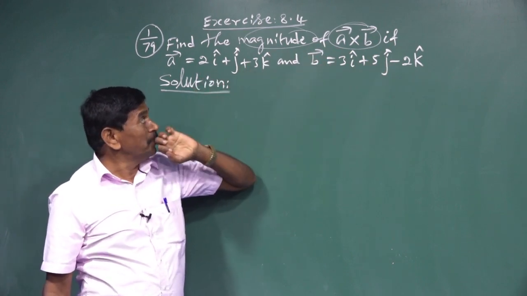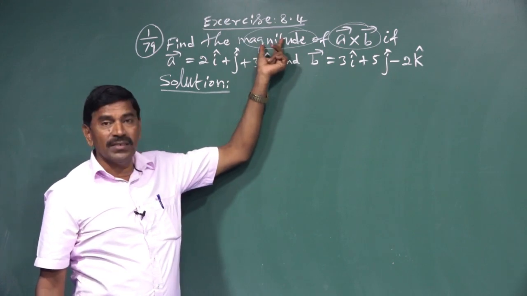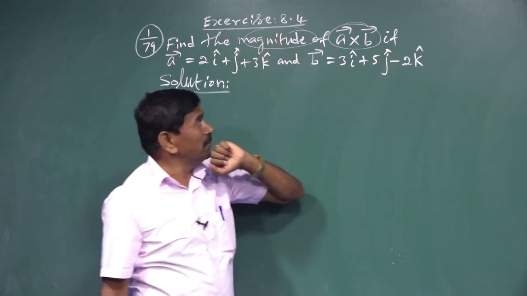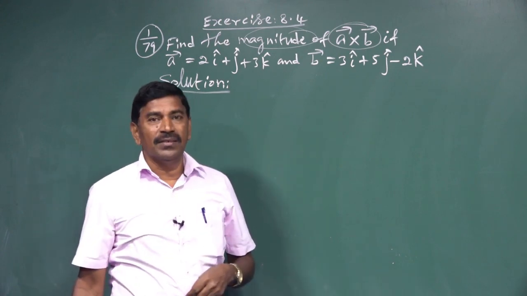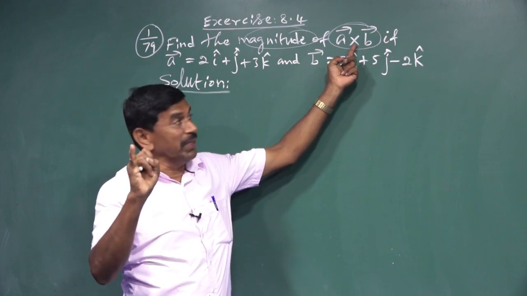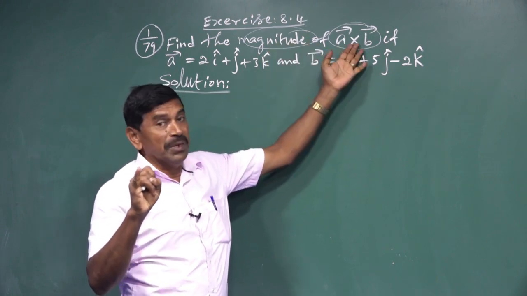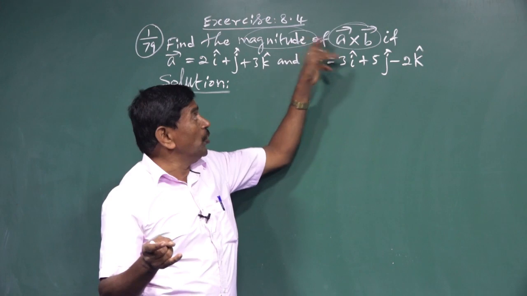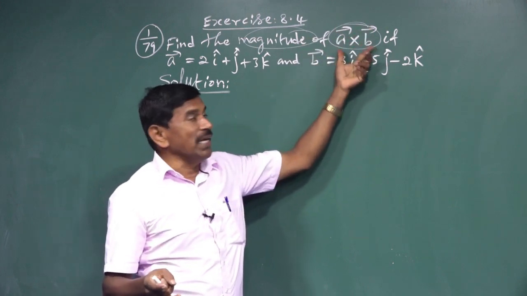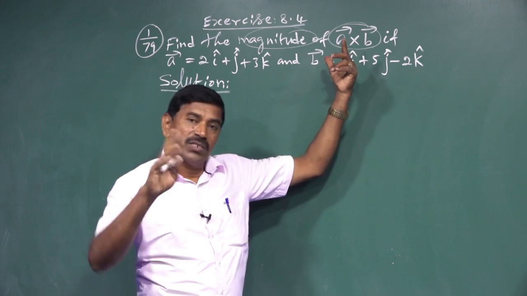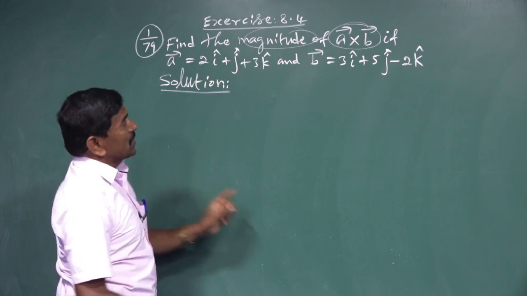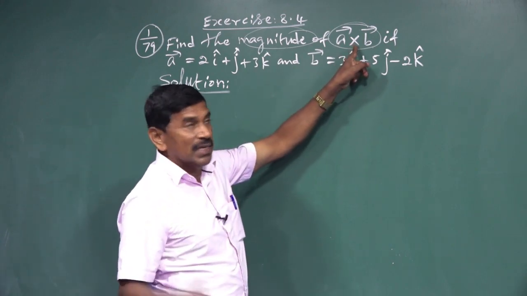First, magnitude means modulus. We want to find a modulus value. Can you tell me what is step 1? First, let us complete A cross B. Then the magnitude of A cross B is given by modulus A cross B, which equals the square root of the sum of the squares of the ijk coefficients. First, I want to complete A cross B.